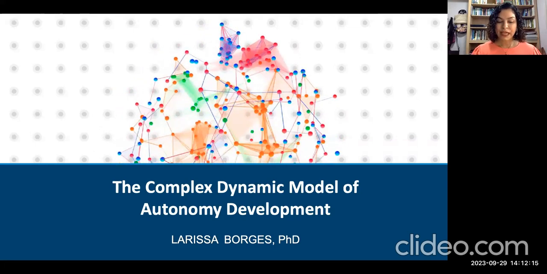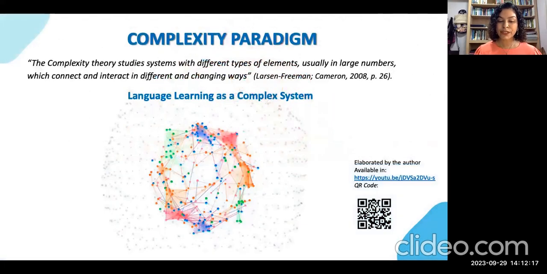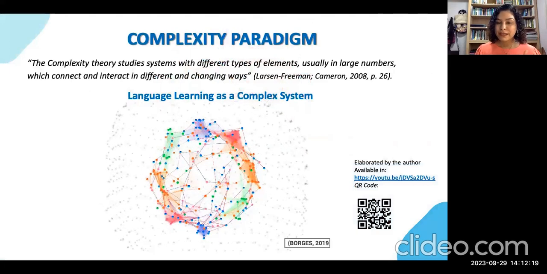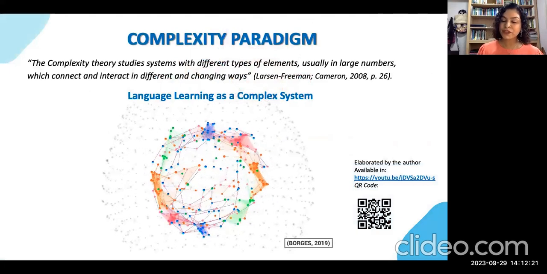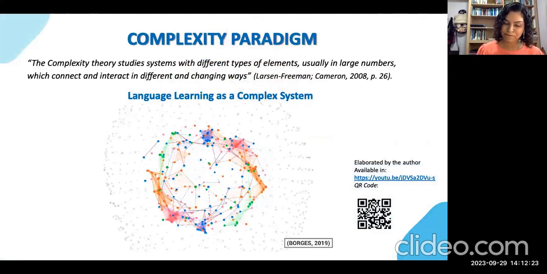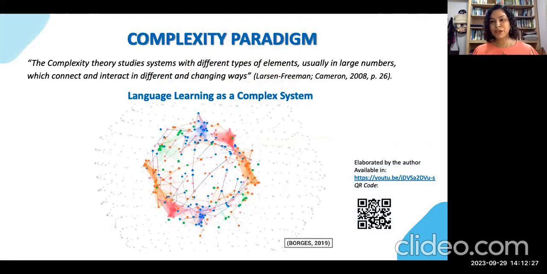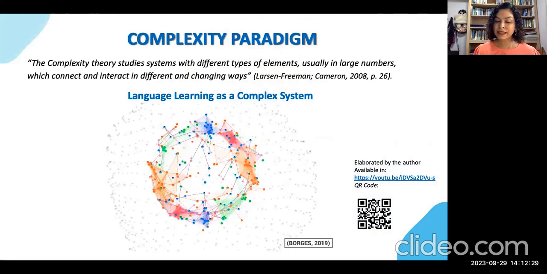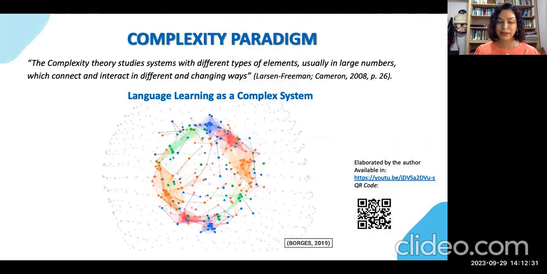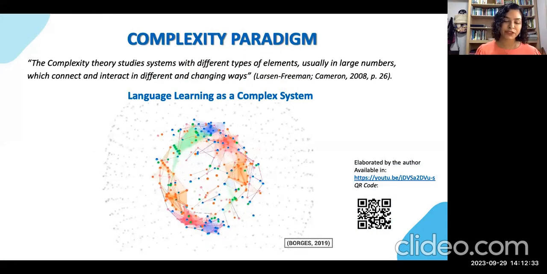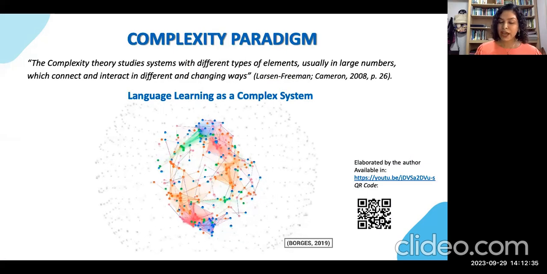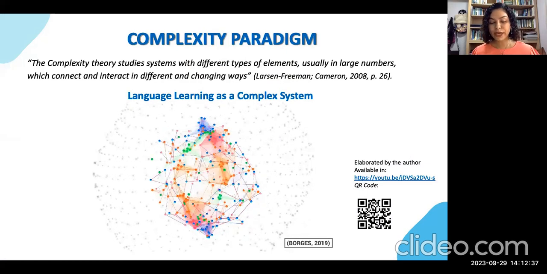This research uses the lens of the complexity paradigm to better understand learner autonomy. Complexity theory, according to Larsen-Freeman and Cameron, studies systems with different types of elements, usually in large numbers, which connect and interact in different and changing ways.